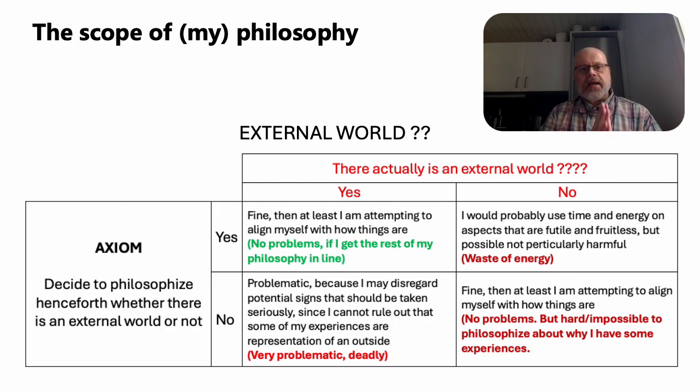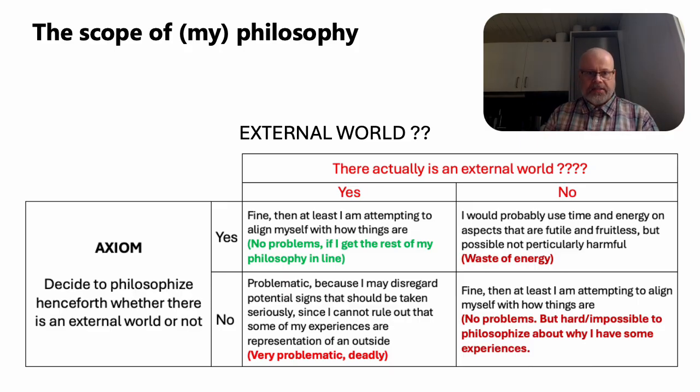What if I take the axiom there is no external world, which is sort of the solipsist approach? Well, if there actually is an external world, but my philosophy is constructed from the idea that there isn't an external world, that sounds to me like it would be very problematic, right? Because I may disregard potential signs that should be taken seriously, since I cannot rule out that some of my experiences are representations of an outside. It's very problematic, even deadly. If that train, forget the train, right? And then dead, right?